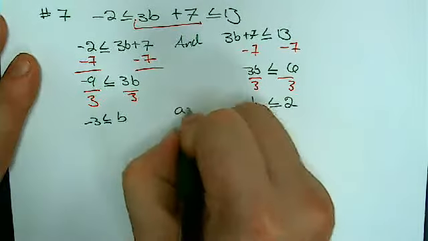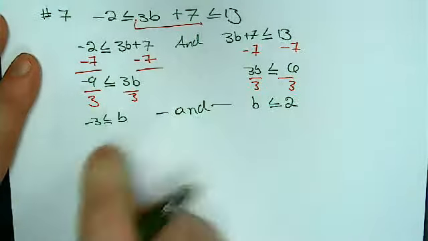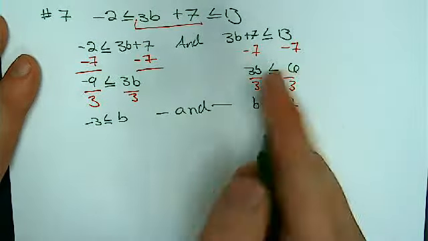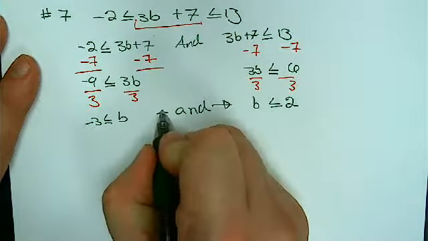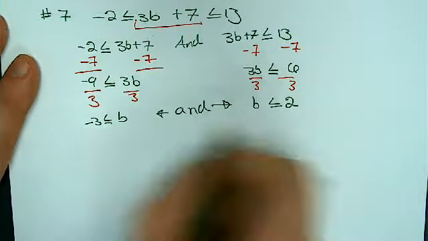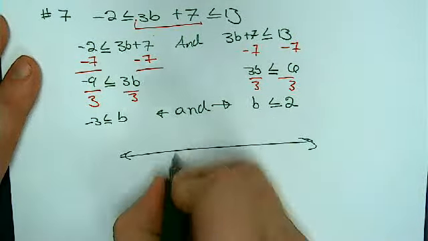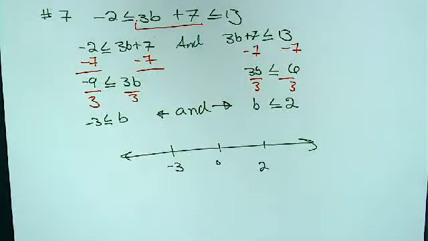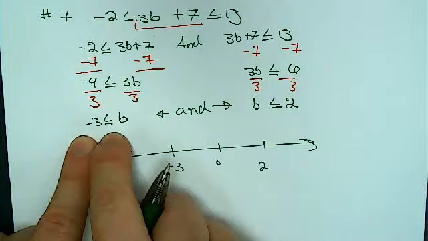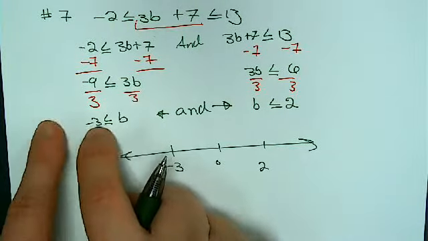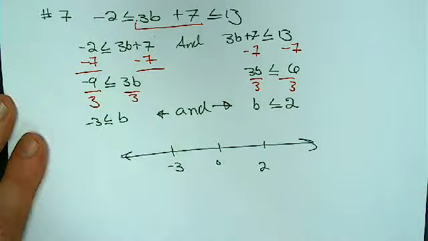So I want to graph negative 3 is less than b, and b, let me put an arrow so you don't think that's attached to the b, and b is less than or equal to 2. So there's my number line. Here's negative 3, there's 0, there's 2. When I graph this one, I've got negative 3 less than b. What's that going to look like?